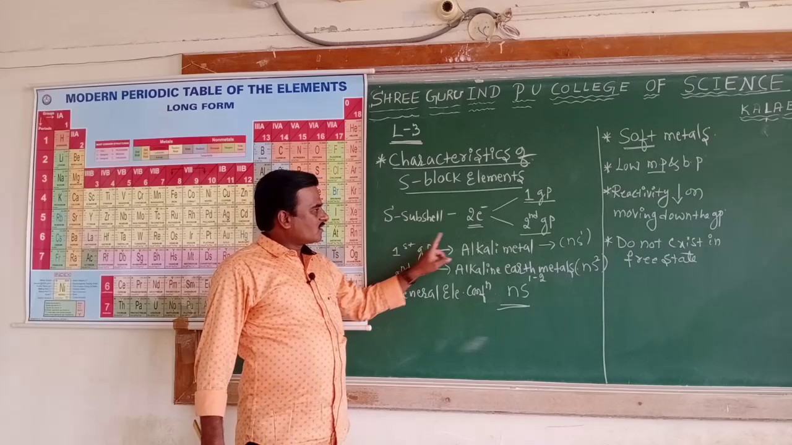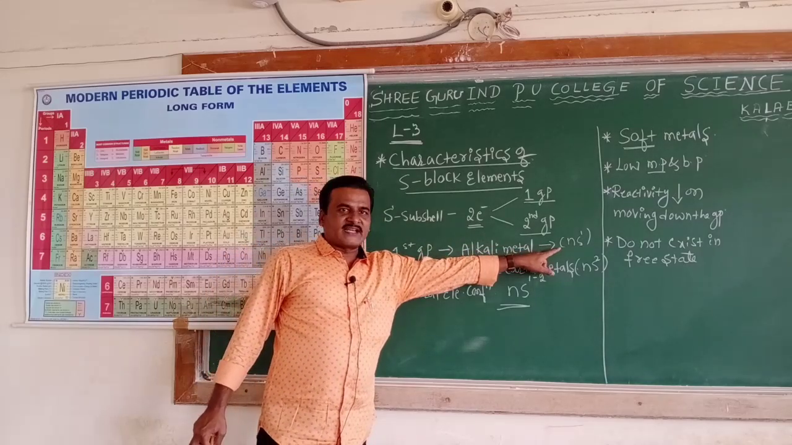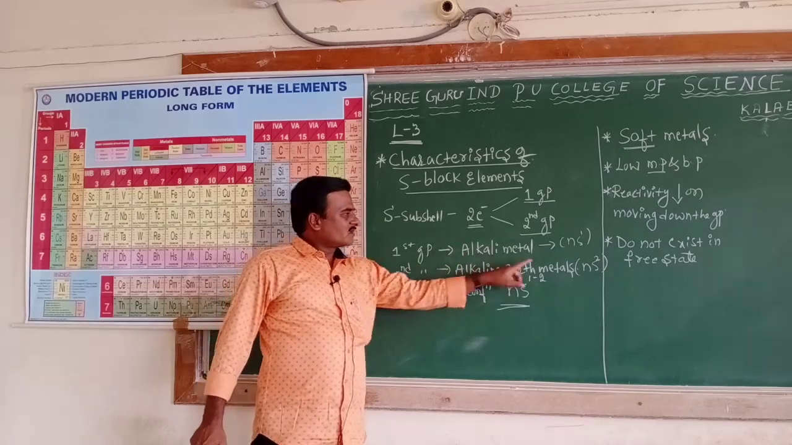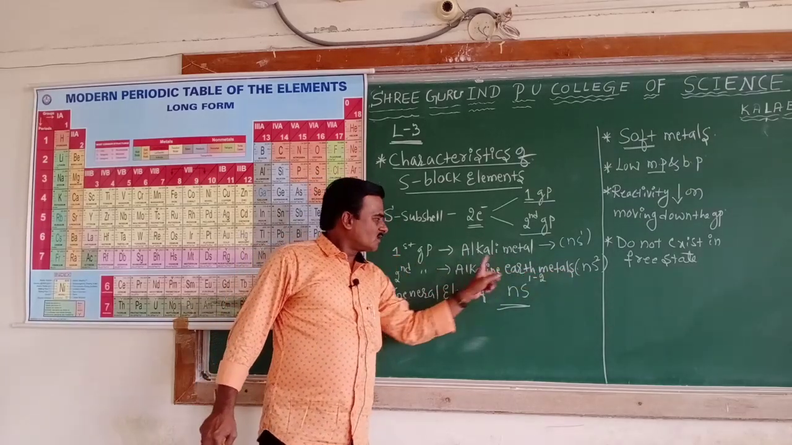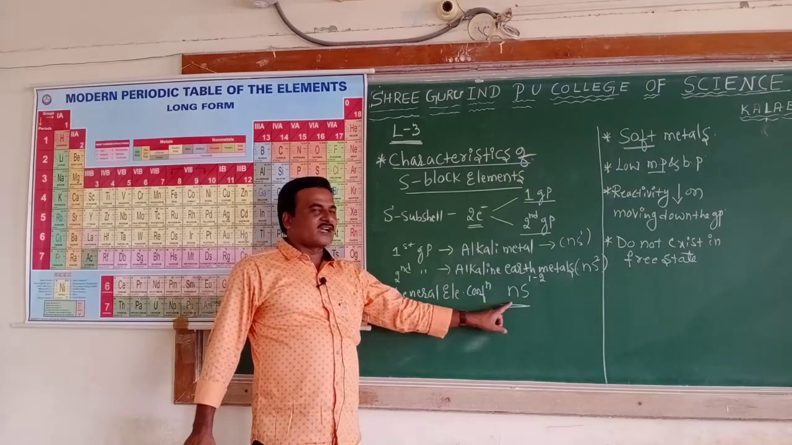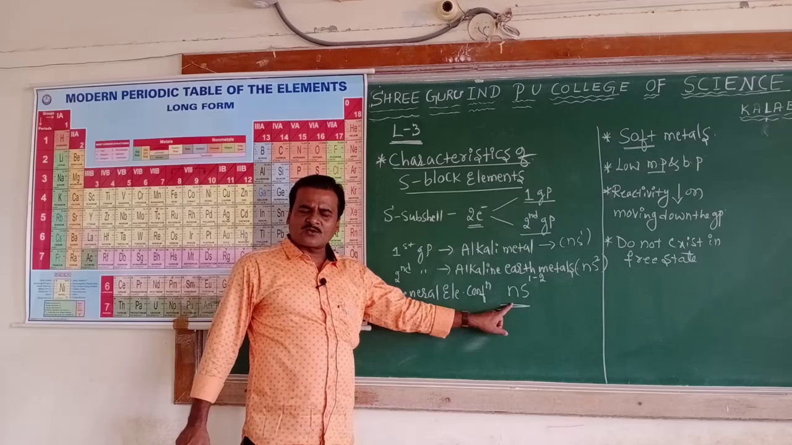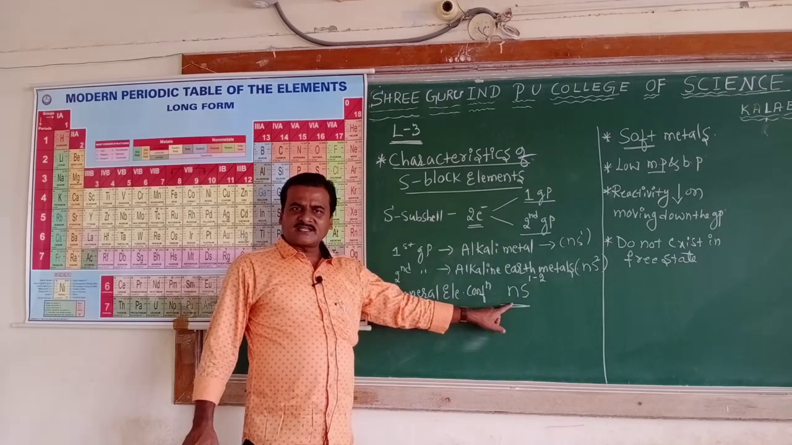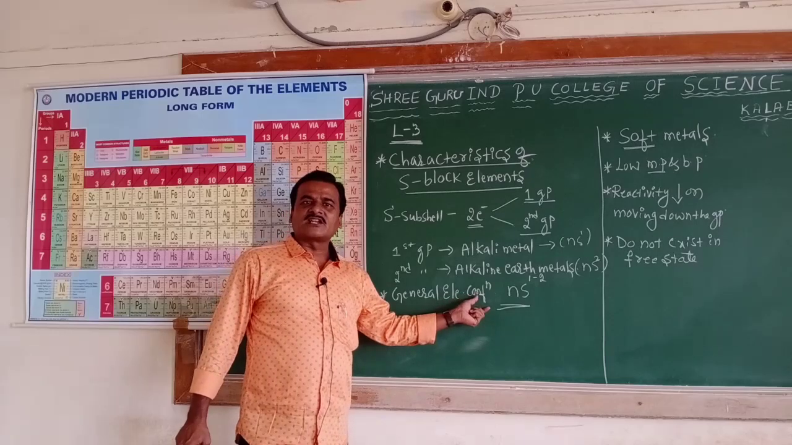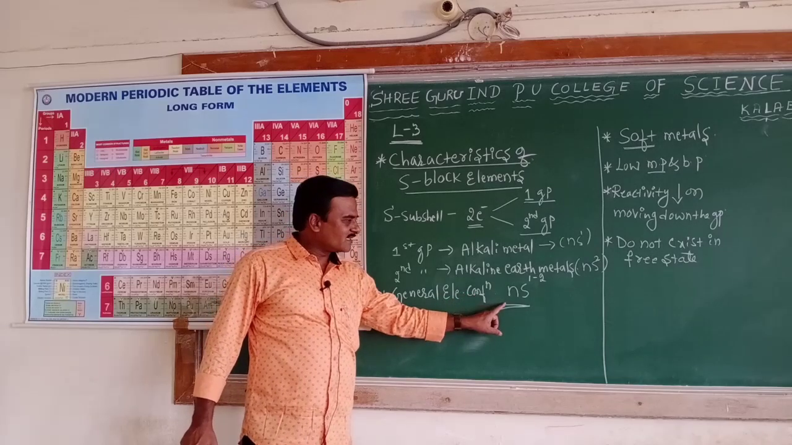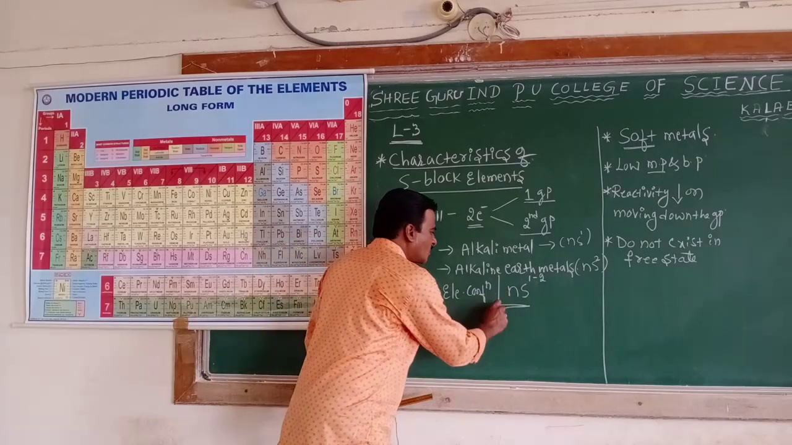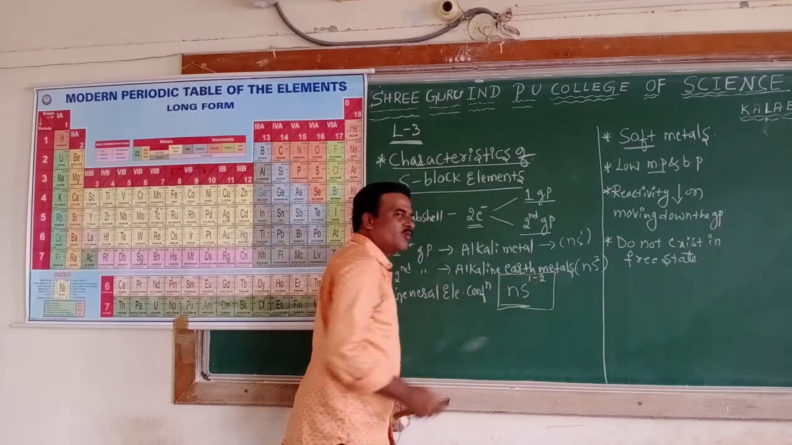First group, electronic configuration NS1, called alkali metals. Second group, electronic configuration NS2, called alkaline earth metals. Overall, one more question will appear in the test or examination: write the general electronic configuration of S block element. Answer is NS1 to 2.